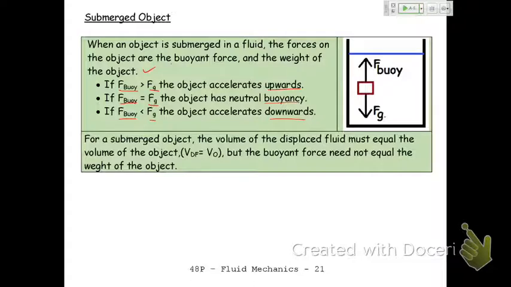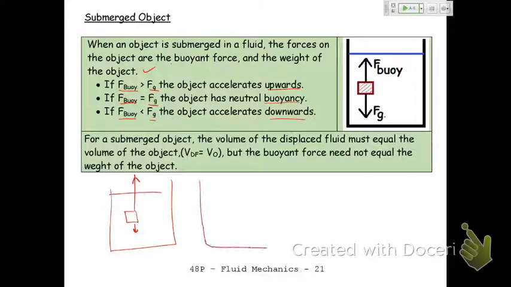So we say for a submerged object, the volume of the displaced fluid must equal the volume of the object, because it's under the water, so we can only get a displaced fluid volume that's as big as the object. So the two volumes must be the same. But the buoyant force need not be the same. So I've drawn this as the same, and that's a little bit of a misnomer.